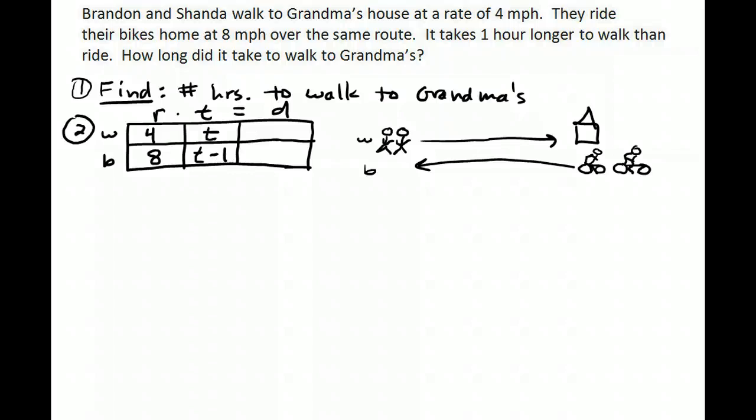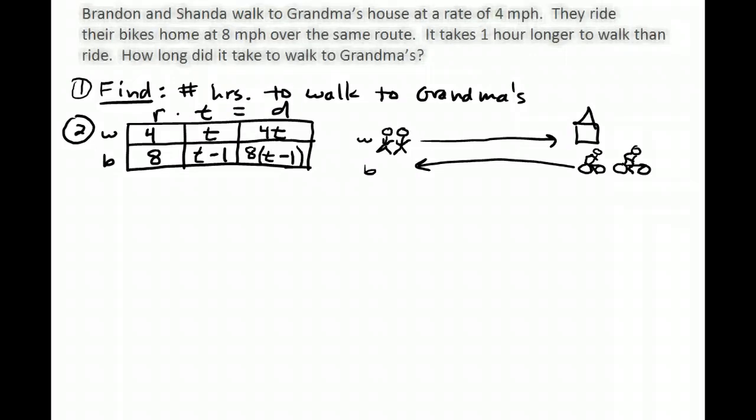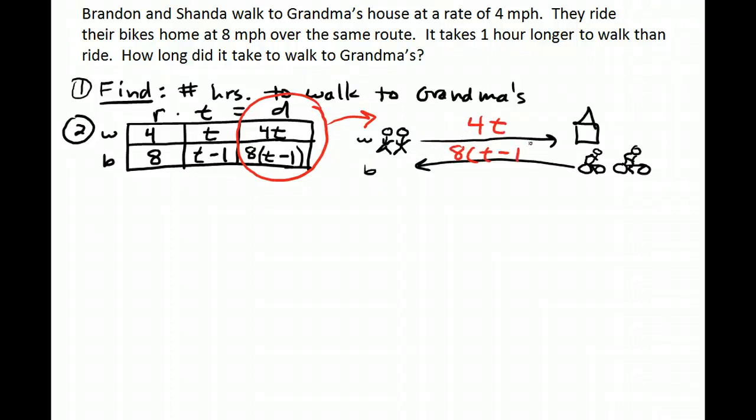Now, don't look at your problem, just look at your table and fill in the D column. I have 4 times t, and then I have 8, and make sure you get this in parentheses. It's 8 times the quantity, t minus 1. Alright, now as we did in the last problem, this information is what goes on your picture. Walking, their distance was 4t. Riding, their distance was 8 times the quantity, t minus 1.